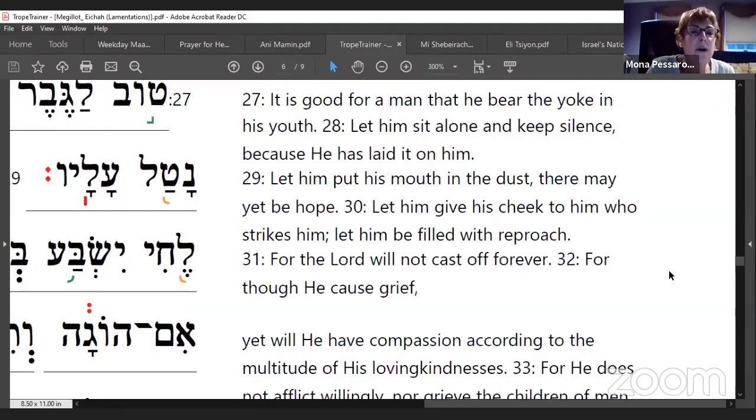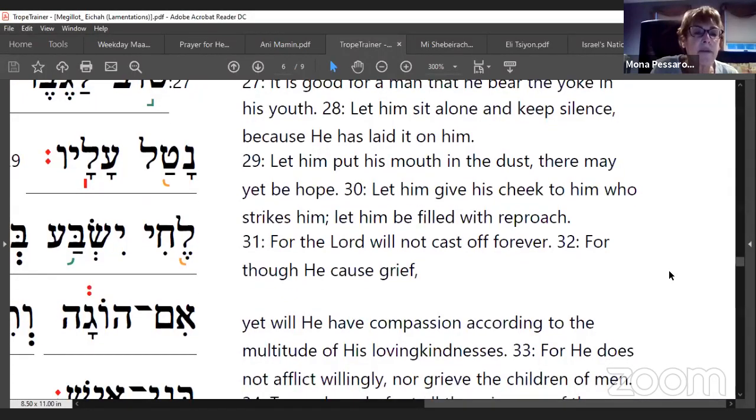It is good for a man that he bear the yoke in his youth. Let him sit alone and keep silence because he has laid it on him. Let him put his mouth in the dust, there may yet be hope. Let him give his cheek to him who strikes him. Let him be filled with reproach. For the Lord will not cast off forever, for though he cause grief, yet he will have compassion according to the multitude of his loving kindness.